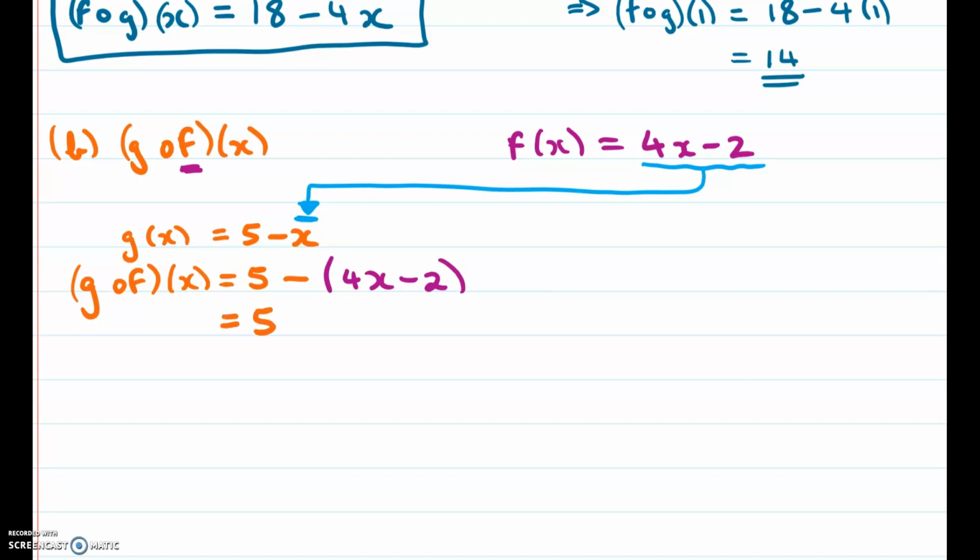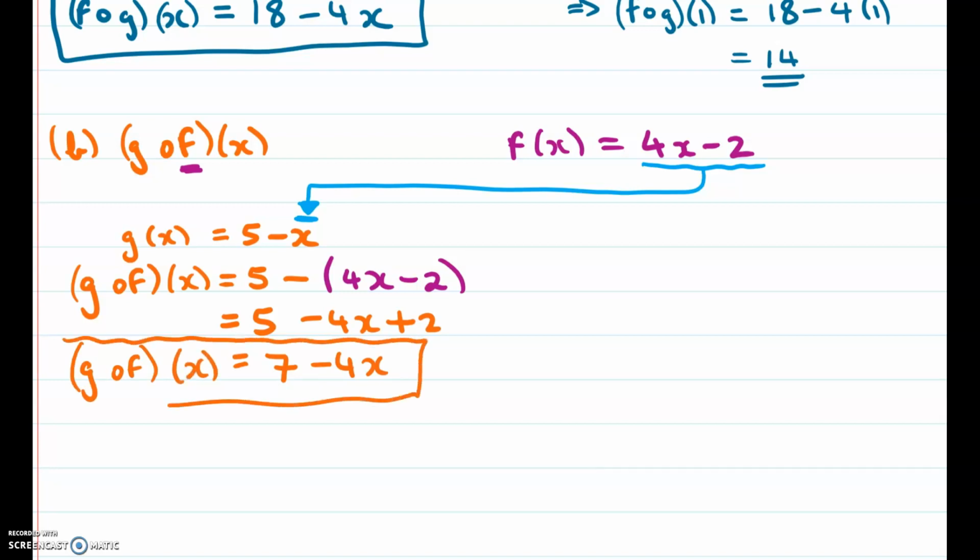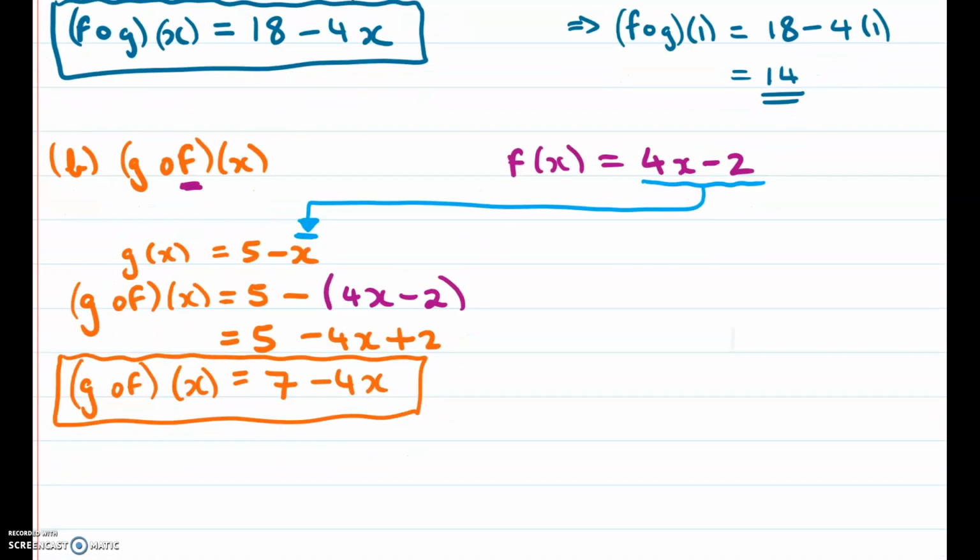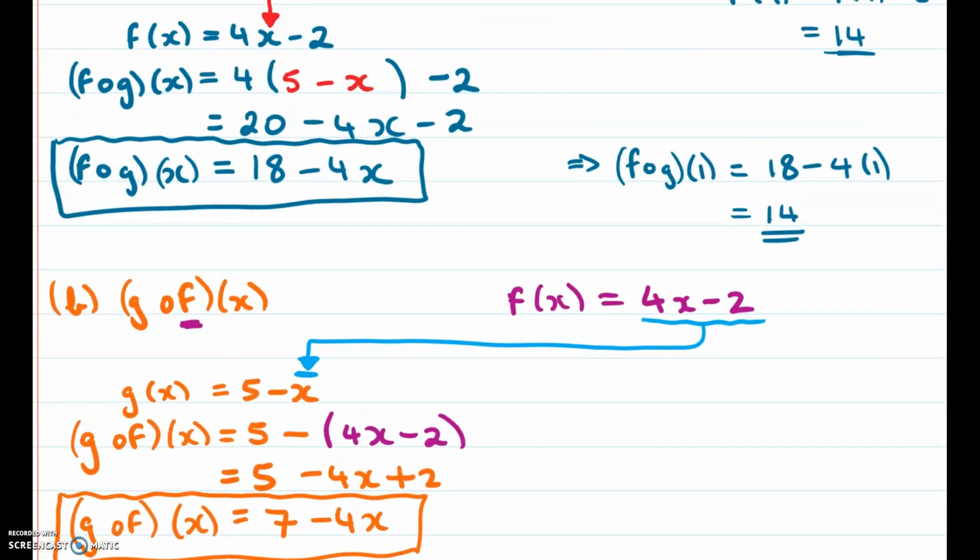Okay, so now we have 5, and then we distribute the minus sign, or change the sign of everything that follows, whatever way you want to think about dealing with minus signs. So this is going to become minus 4x, and the minus 2 will become plus 2, because you're distributing the minus, distributing minus 1. Again, add the like terms. 5 and 2 is 7, minus 4x. So g after f of x is 7 minus 4x. Okay, and those are our two answers. Can't squeeze them both in their entirety into the screen, but that's everything you've got there.